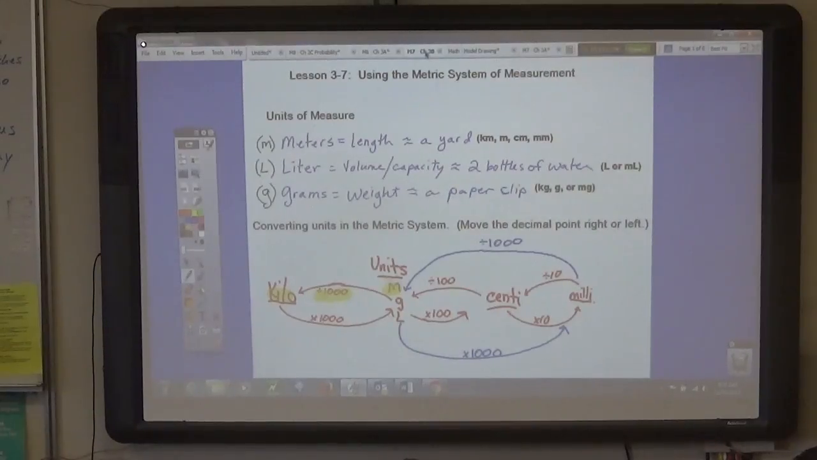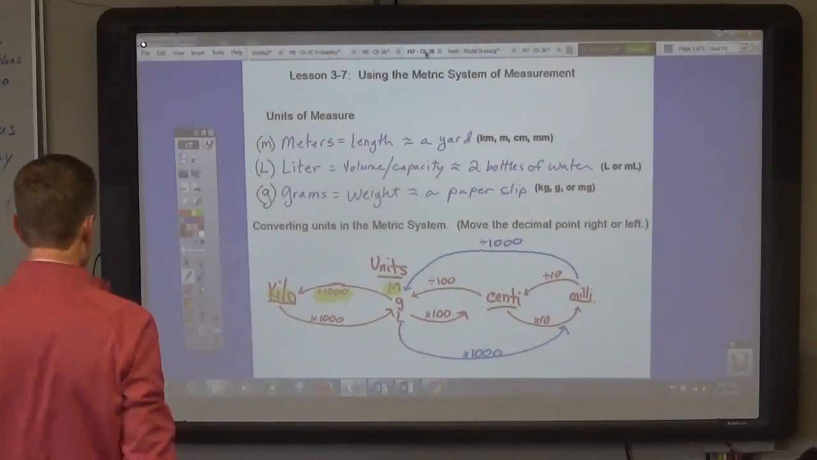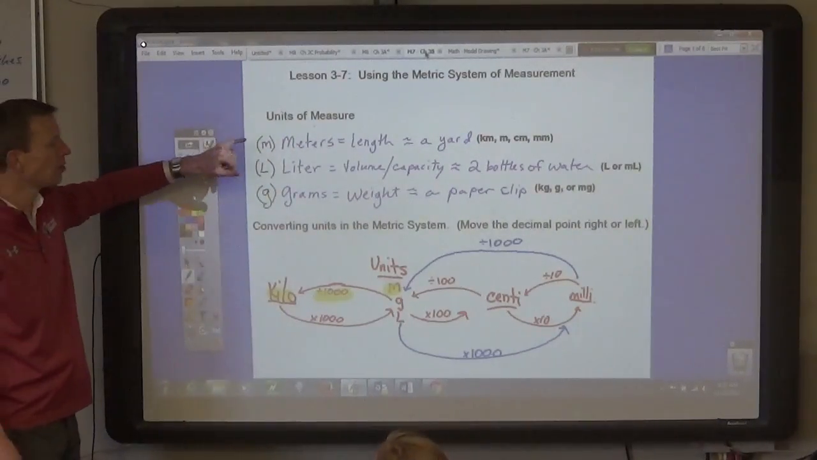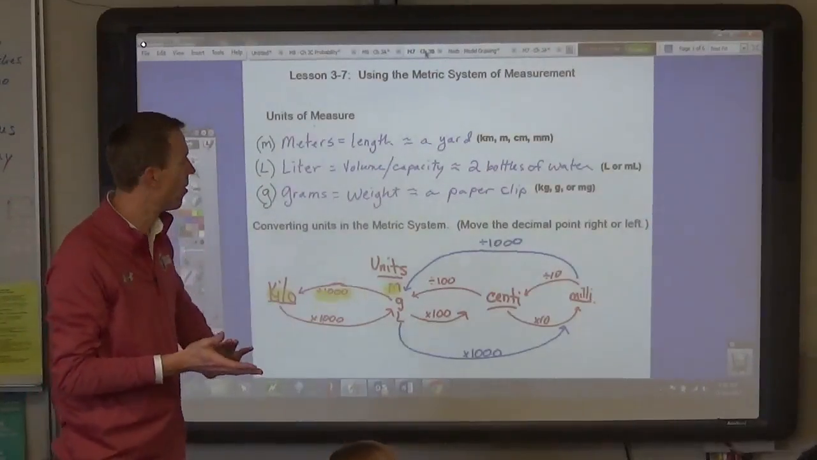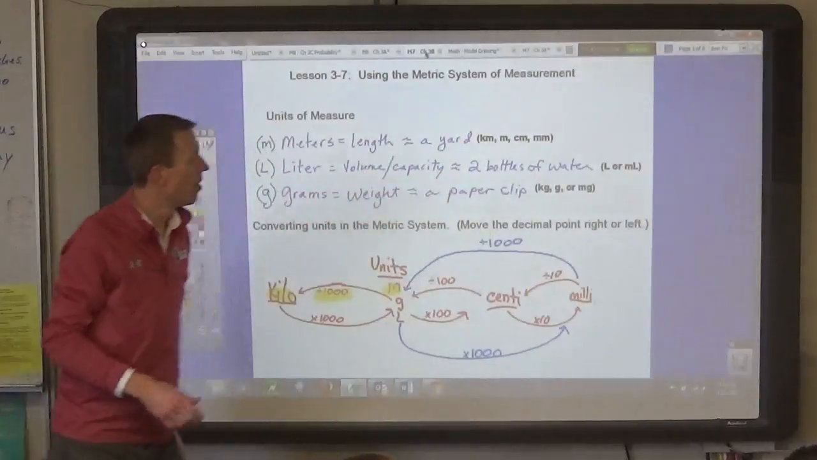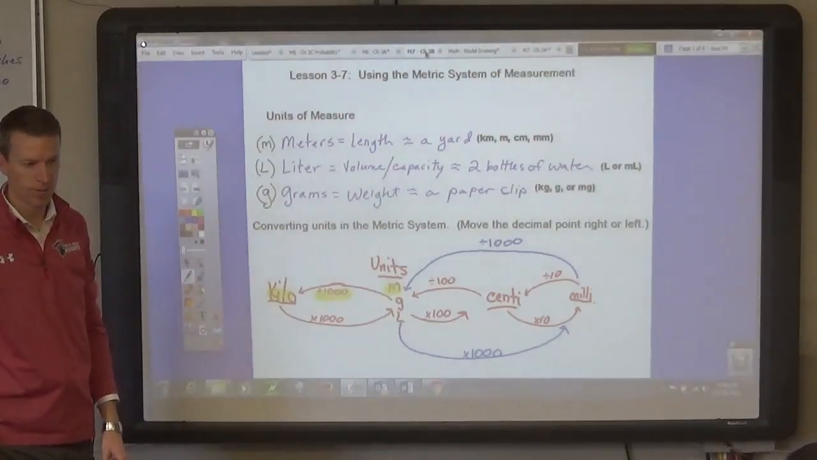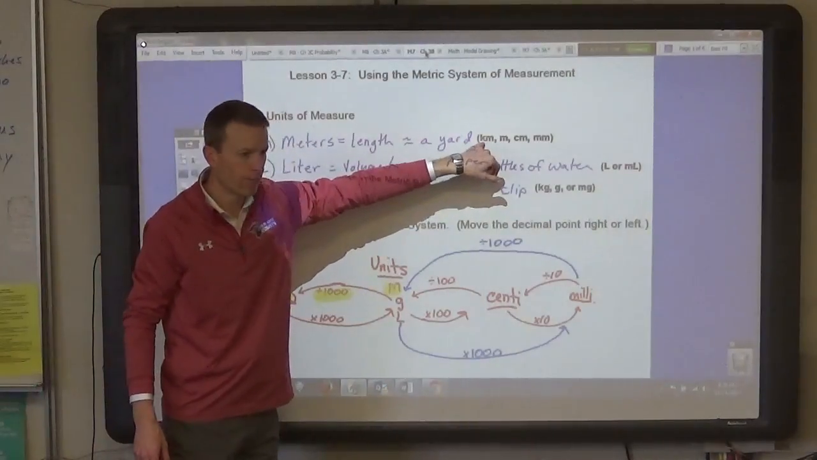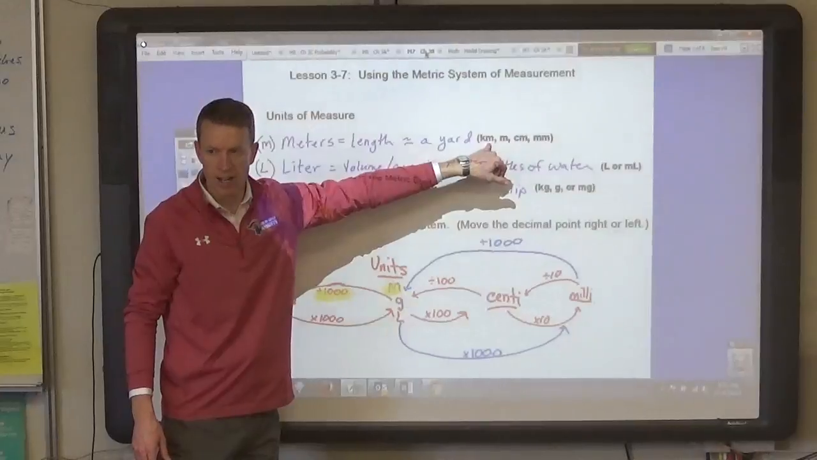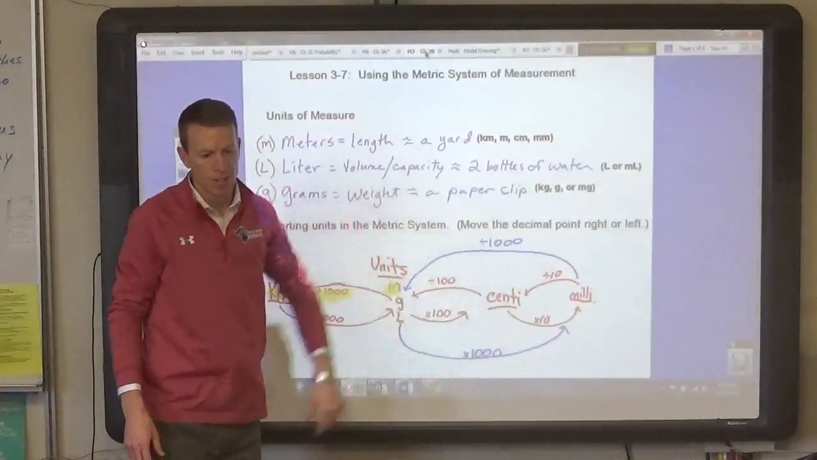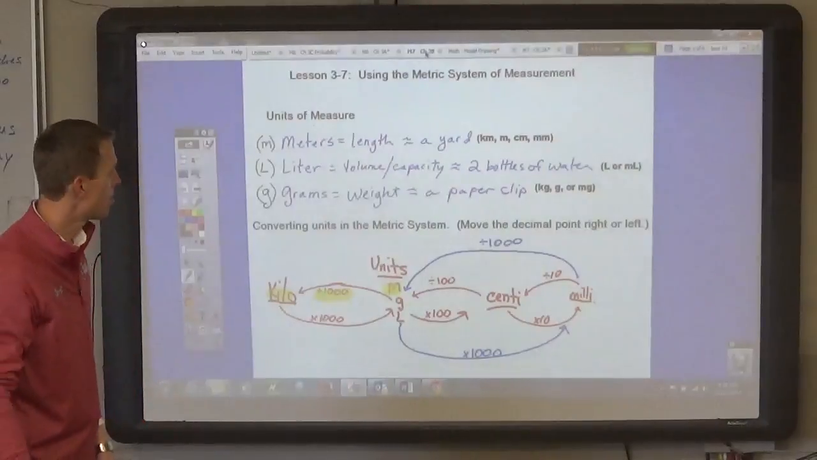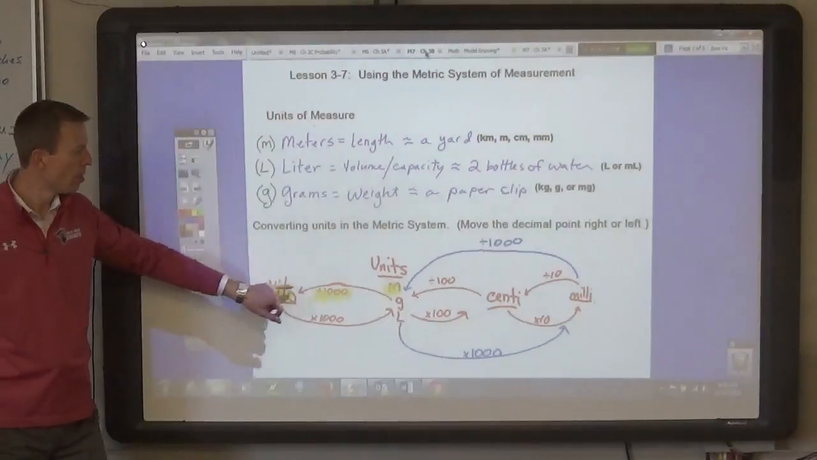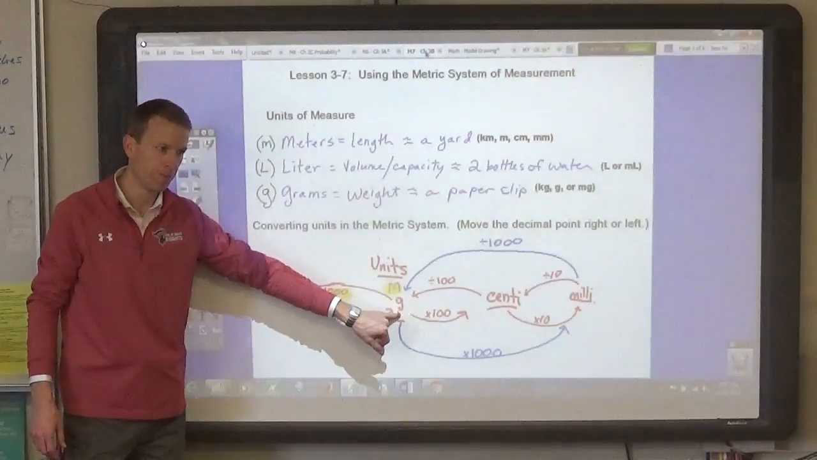Alright, in lesson 3.7 we're going to use the metric system for measuring, and we're going to talk about how the metric system works. The metric system uses prefixes to tell what unit we're working with. Okay? So, the abbreviation kilo for kilometers and for kiloliters. The abbreviation kilo means 1,000 of the unit that we're working with.